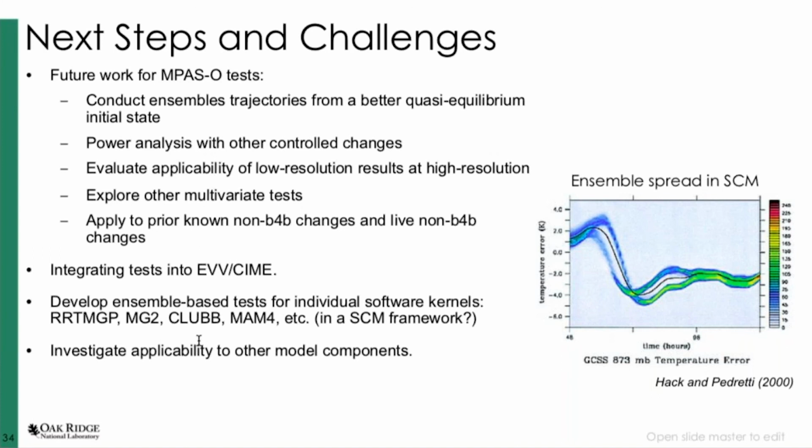And maybe we can use the single column modeling framework that has been developed now for E3SM, which can also have substantial spread in the model from the initial conditions or round-off errors. And there's a plot from Hack and Pedretti 20 years ago from the CESM single column model, and you can see that within about 100 hours, there's immense spread in the model here. And all this just comes from the perturbation of the initial condition. And then we want to investigate these tests on other model components, the land, ice, etc.